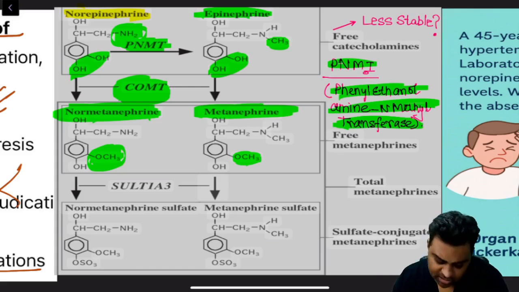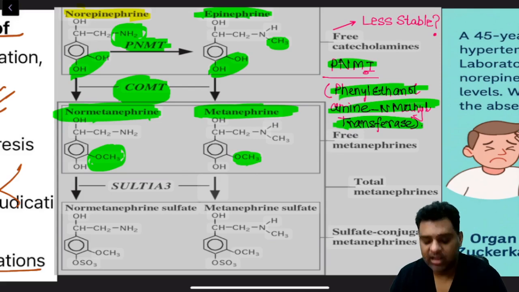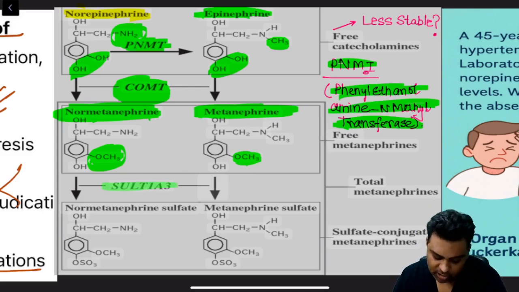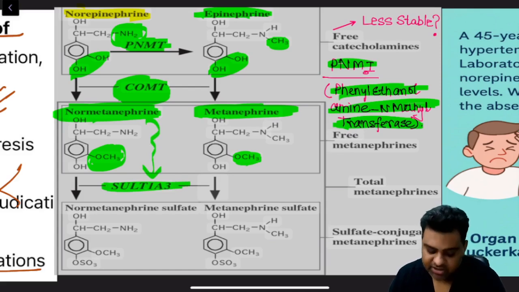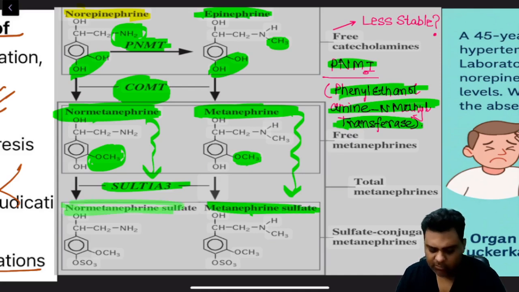Then there is an enzyme, SULT1A3, that acts on the normetanephrines and converts normetanephrine into normetanephrine sulfate and metanephrine into metanephrine sulfate. They are not of much use.